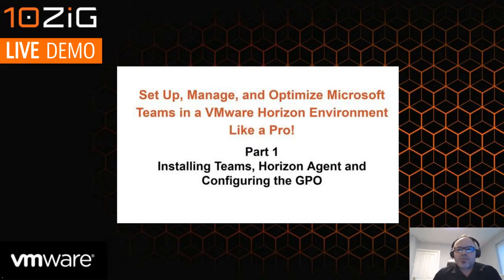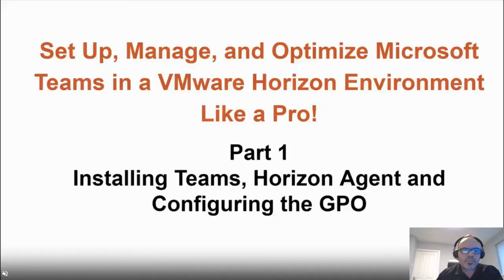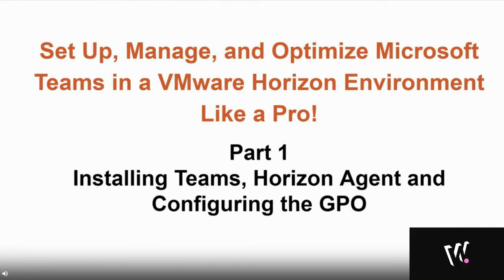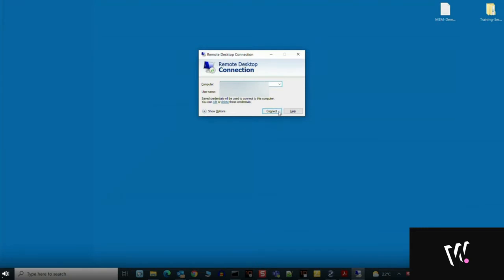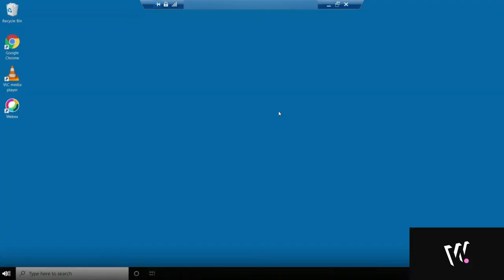Okay, then let's start the first demonstration video where I'll show you how to install the components required for Teams optimization to work. We need to install the Horizon Agent on our virtual machine first and then configure the GPO-specific settings to enable optimization for Teams. I'm going to remote into this VM using a saved RDP connection first, and then locate the agent installer before I start the actual install process.